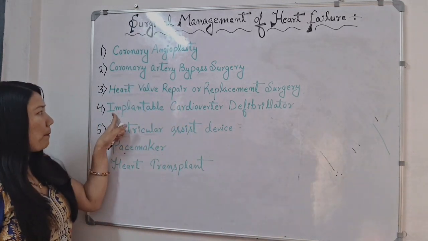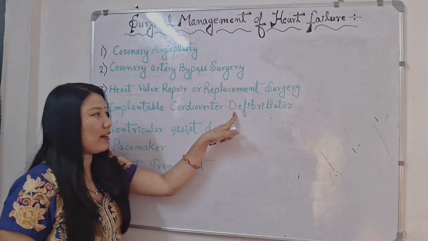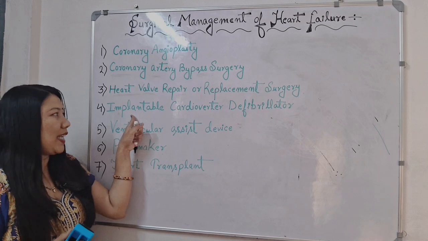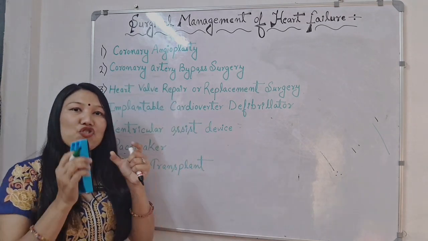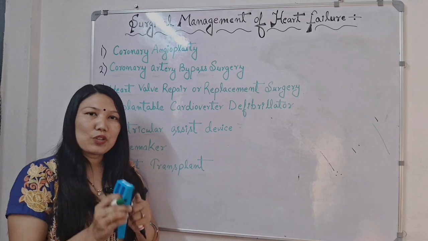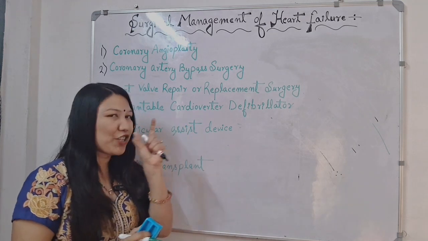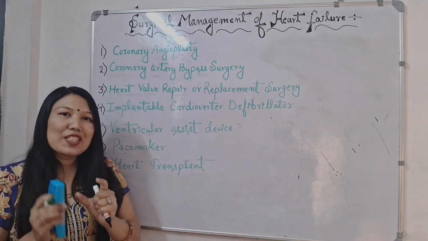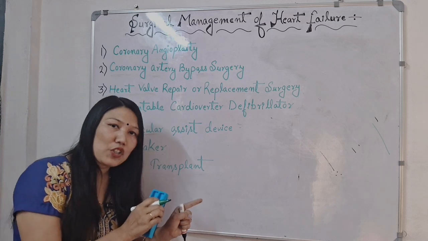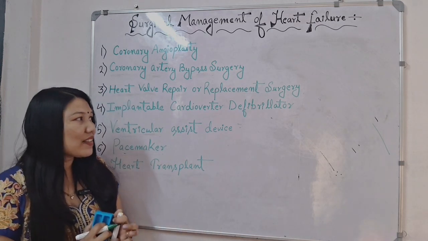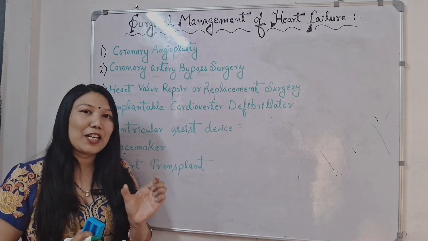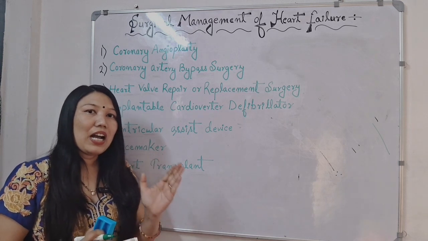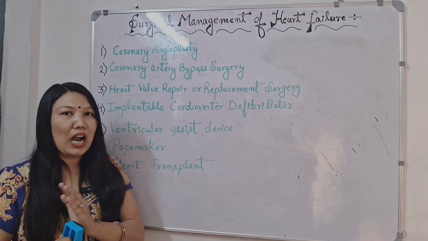Next we have the implantable cardioverter defibrillator. Implantable means a device which is implanted into the chest of the patient. It is a matchbox like structure which supplies electrical current to the patient's heart. This defibrillator machine records the heart rhythm, meaning whether the heart is working in a proper way, and whether any arrhythmia condition is forming in the heart or not.